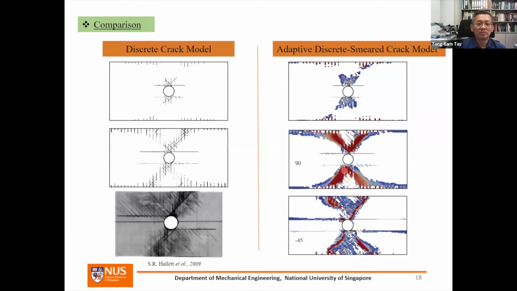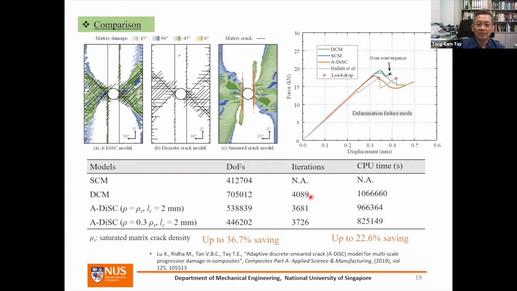And this is a comparison of the benchmark discrete crack model and the adaptive discrete smeared crack model on the right. By using this method, we can say we save up to 36% of the degrees of freedom and about 22% of CPU time. However, of course, this is model dependent, and this model is a relatively small coupon size at this point in time.